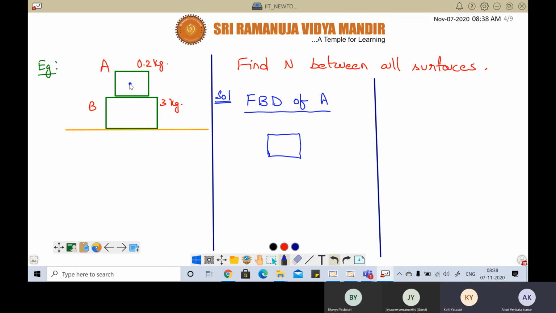So what are the forces again? Gravitational force and the normal reaction. Correct. Gravitational force is equal to how much? Mg. And now here, normal reaction means block A will push because there is a contact.